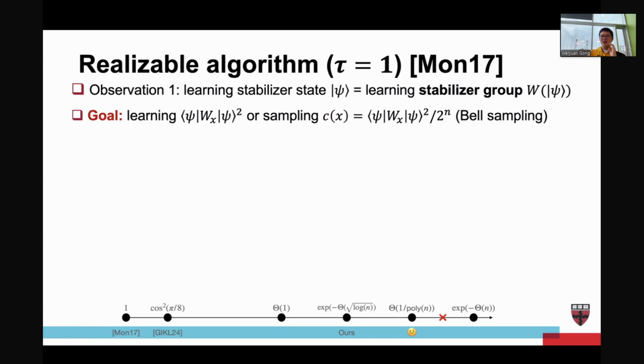So how to learn a stabilizer group? One particular way is to sample from the distribution of x given by phi W_x phi squared. Because when W_x is in the stabilizer group of phi, then this value will be 1, and you will find that this probability distribution will be uniform on the stabilizer group. But if W_x is not in the stabilizer group, then the probability will be 0. This is known as Bell sampling. So if we can do Bell sampling, we can sample from this distribution. Then using a linear number of samples, with large probability, we can find the stabilizer group.